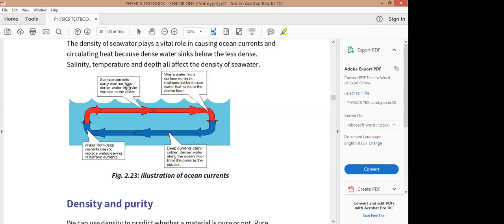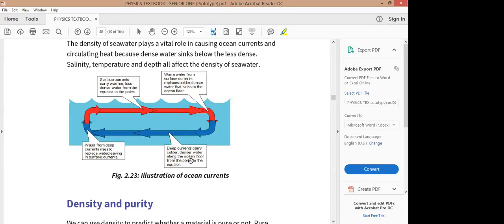Surface currents carry warmer, less dense water from the equator to the poles. Warm water from surface currents replaces colder, denser water that sinks to the ocean floor. Deep currents carry colder, denser water along the ocean floor from the poles to the equator. Water from deep currents rises to replace water leaving in surface currents.